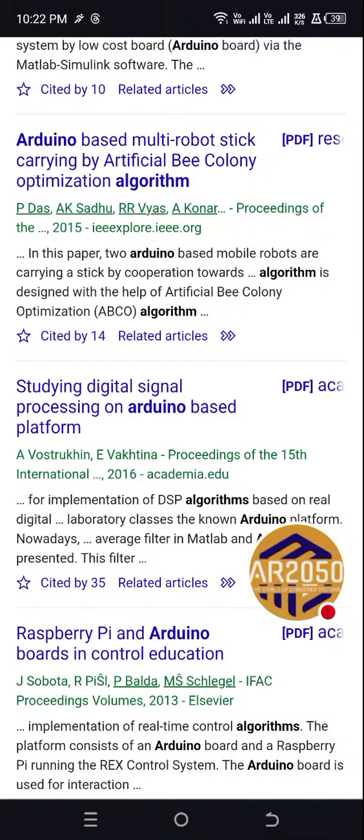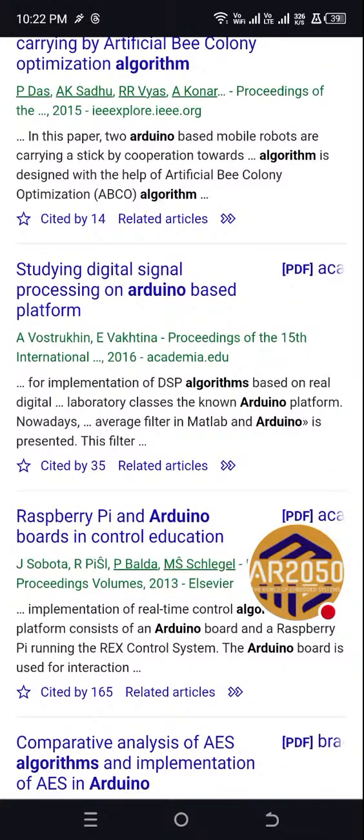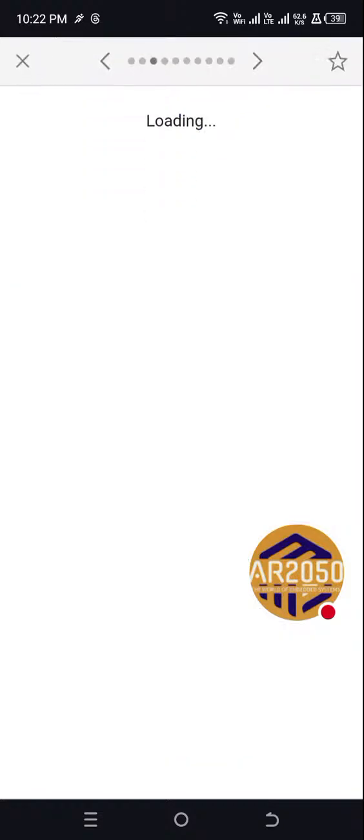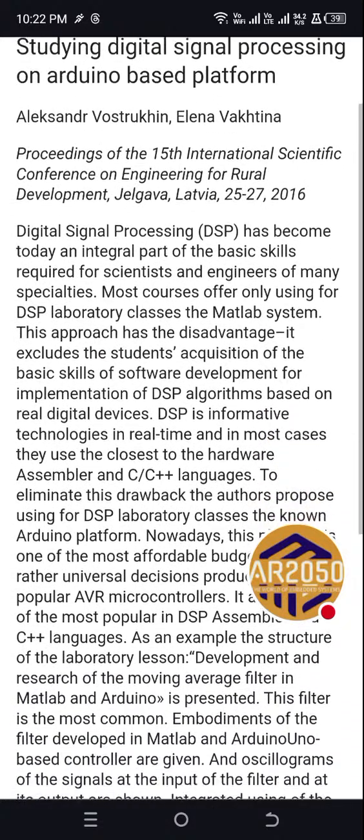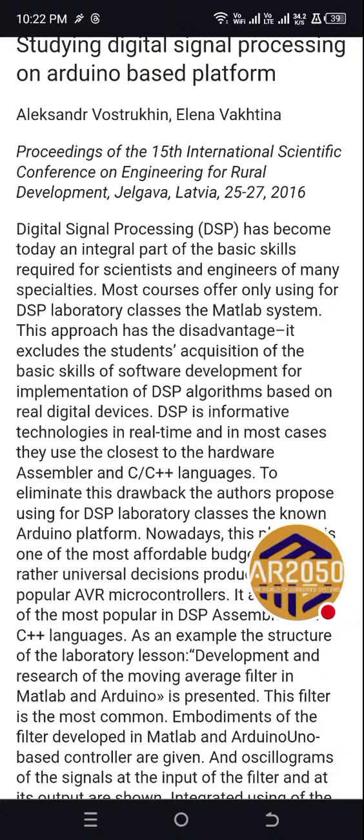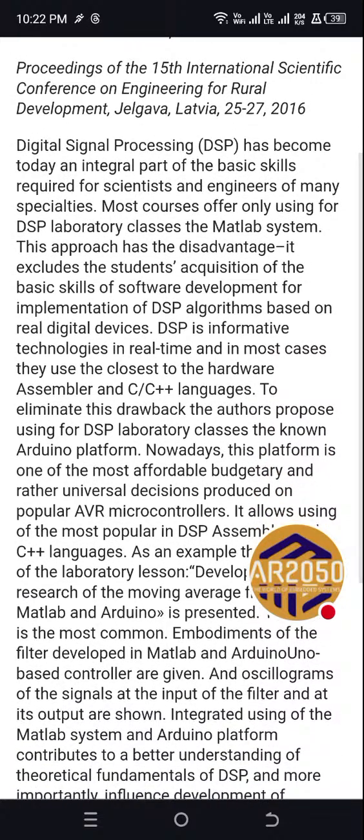Studying digital signal processing on Arduino based platform. Well, I was creating a series on Arduino digital signal processing, but I don't get a lot of project ideas. So, what to do next? Let's explore this one. Okay, what it says, digital signal processing. Yes, it has become an integral part, and I know that we need a lot of signal processing techniques for a lot of our projects, required for scientists and engineers.